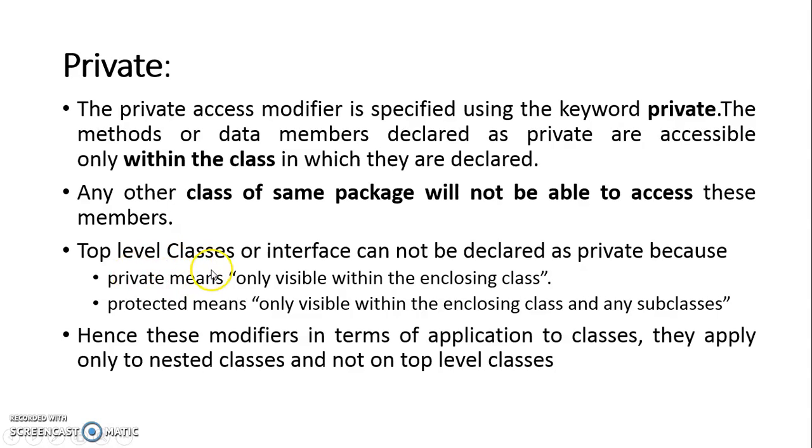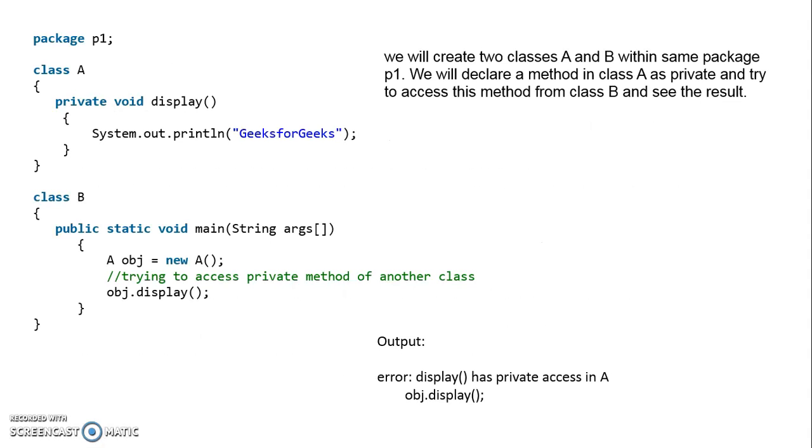Top level classes or interfaces cannot be declared as private because private means only visible within the enclosing class. Protected means only visible within the enclosing class and any subclass. Hence, these modifiers in terms of application to classes apply only to nested classes and not to top level classes. Now, here we will see the example.